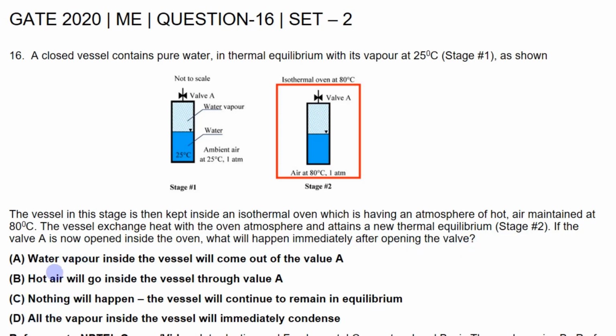So the 4 options given to us. Option A is water vapor inside the vessel will come out of the valve A. Option B, hot air will go inside the vessel through valve A. Option C, nothing will happen. The vessel will continue to remain in equilibrium. And option D, all the vapor inside the vessel will immediately condense.